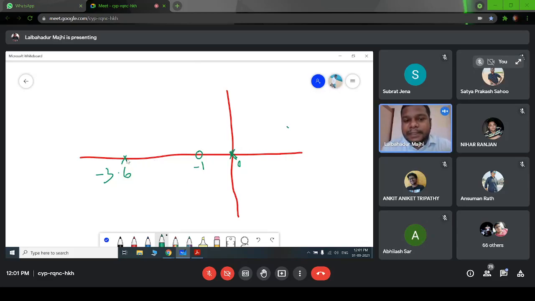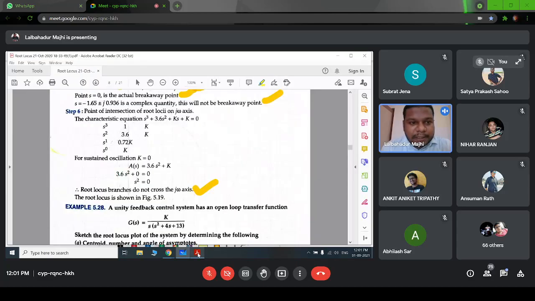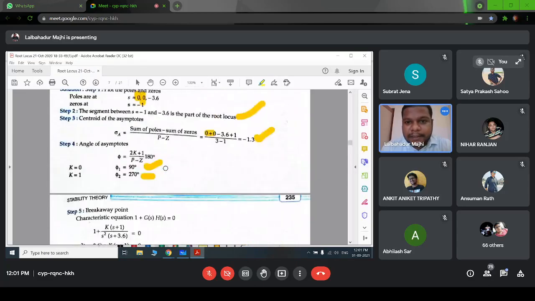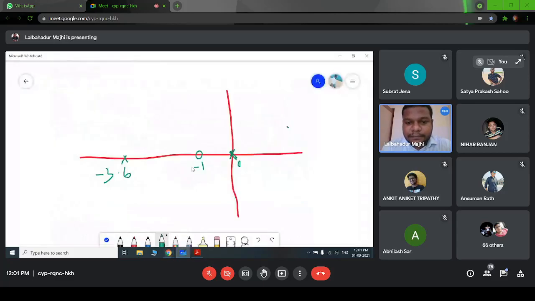So we know that root locus will start from open loop poles and it will terminate on open loop zeros. Okay, and what is the centroid? Centroid is minus 1.3. So at this point we have our centroid, and the angles are 90 and 270.